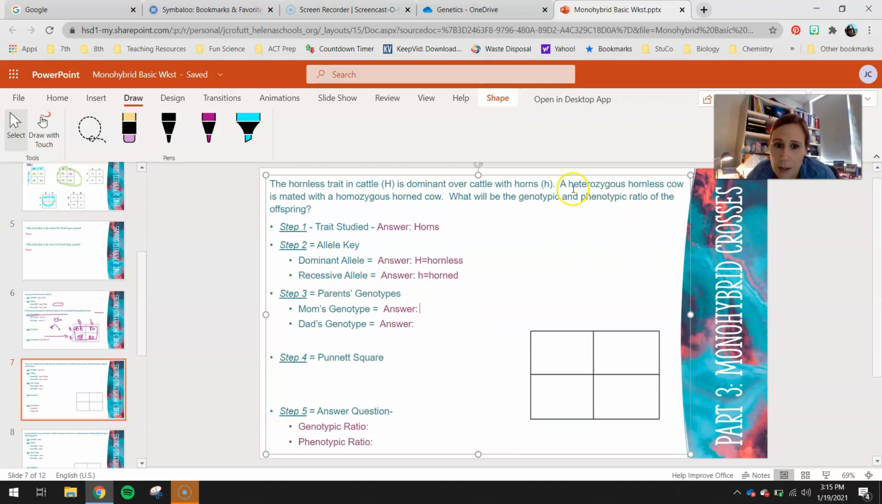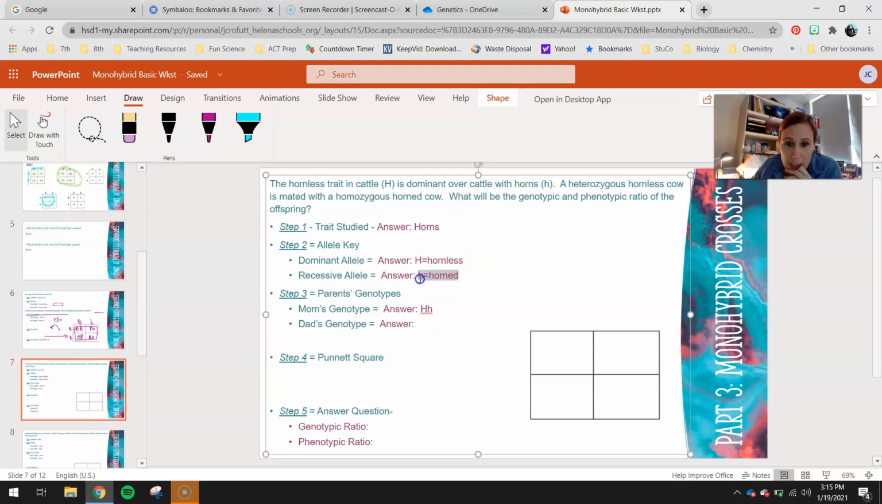So it says a heterozygous hornless cow is mated with a homozygous horned cow. It doesn't tell us mom and dad, so really it does not matter. So we do know that we have a heterozygous hornless cow. So that individual, whether it be mom or dad, is going to be big H, little h. Again, it doesn't matter which parent is which, versus the other parent is a homozygous horned.